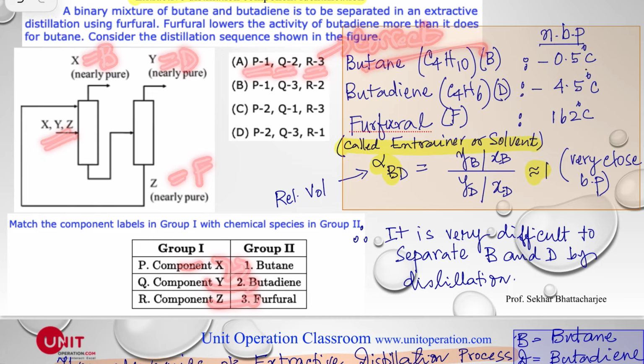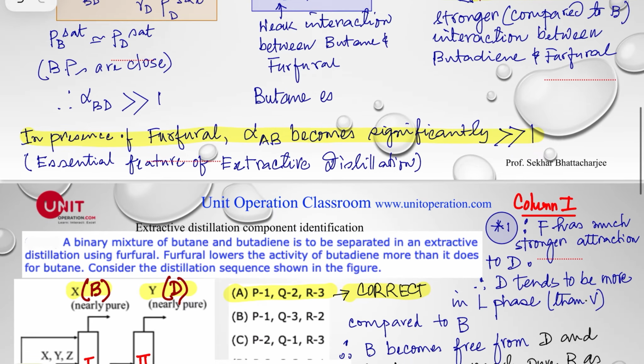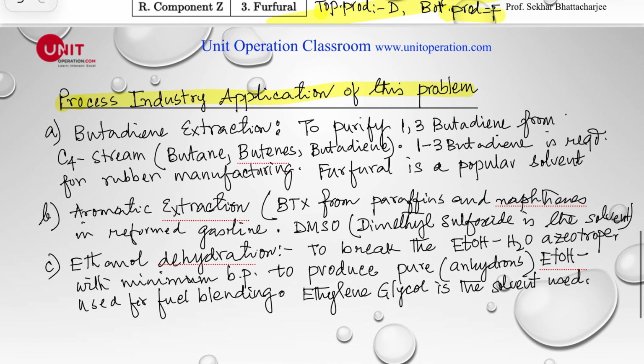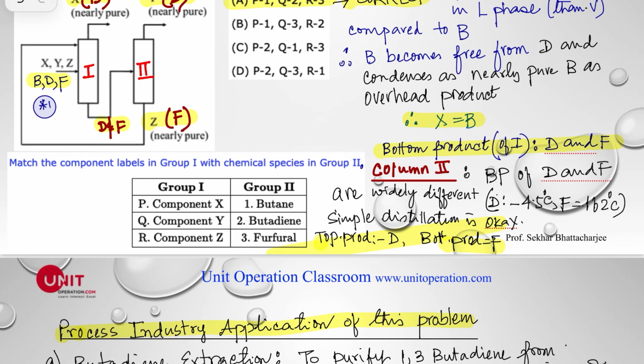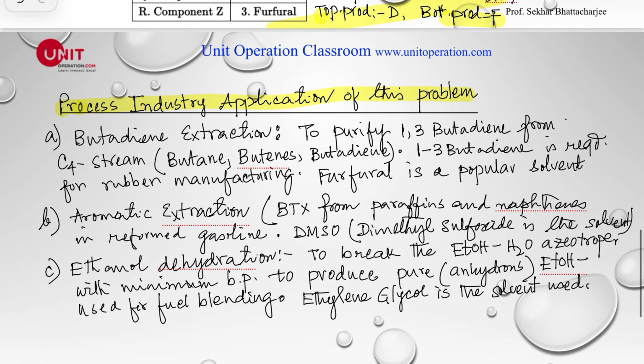Okay. All right. Now let's quickly look, just like other problems, at the applications of this one. Process industry application of this problem. Butadiene extraction: to purify 1,3-butadiene from C4 streams, which normally contain butane, butenes, butadienes, etc. 1,3-butadiene, of course, is a very important industrial product because it's used for rubber manufacturing. We know that. So we add furfural, basically called a solvent, or it's also called an entrainer. This is a popular solvent or entrainer for separation of butane from butadiene.